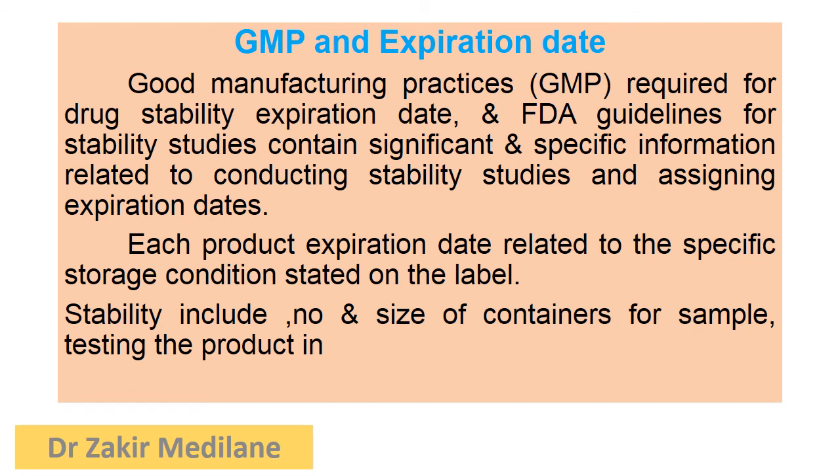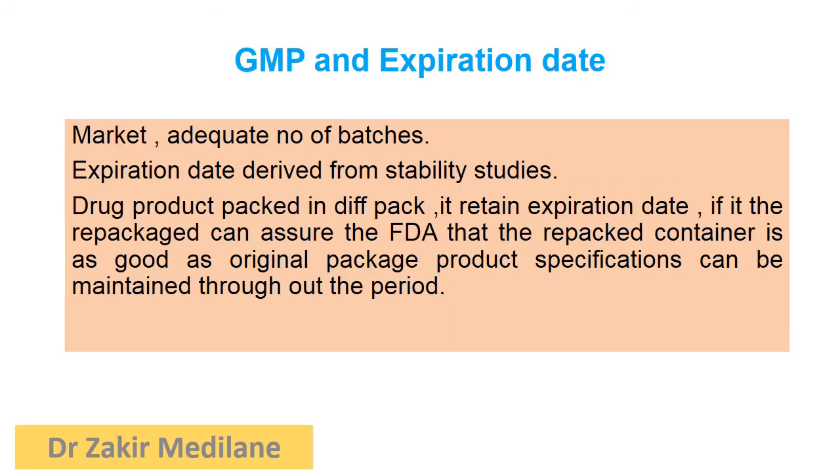GMP and expiration date. Good manufacturing practice is required for drug stability, expiration date, and FDA guidelines for stability studies contain significant and specific information related to conducting stability studies and assessing expiration date. GMP is mainly focusing on the expiry date as well as other parameters. Each product's expiration date is related to the specific storage condition stated on the label. Stability includes the number of products and the size of the container for sample testing. An adequate number of batches, etc., are going to be considered according to GMP and expiration date.